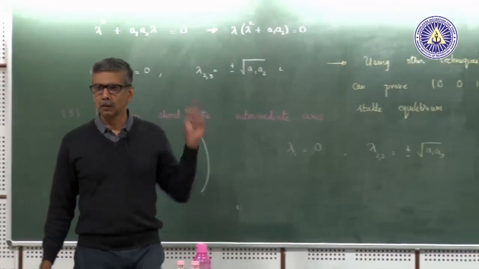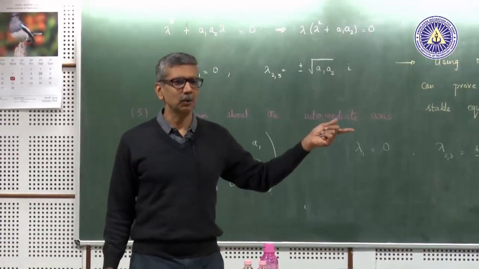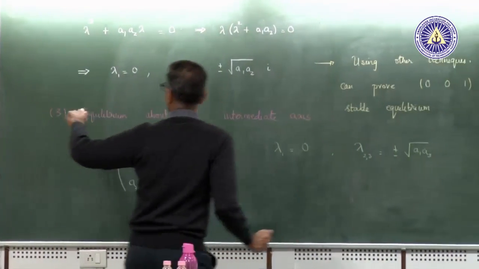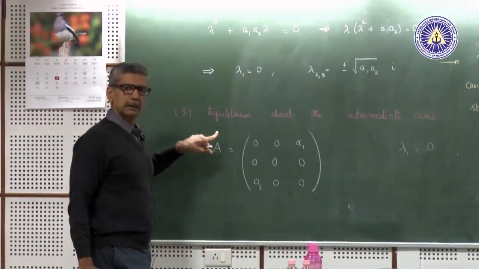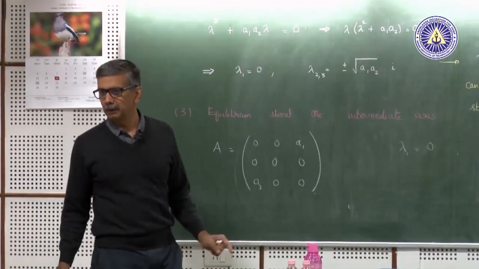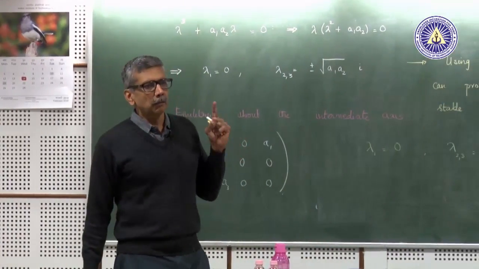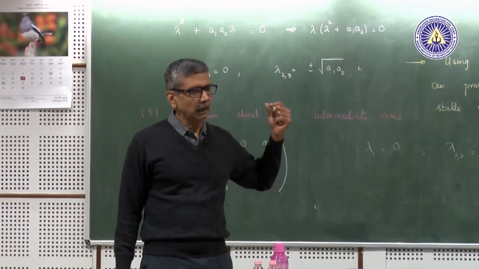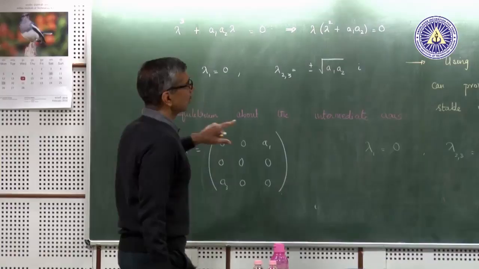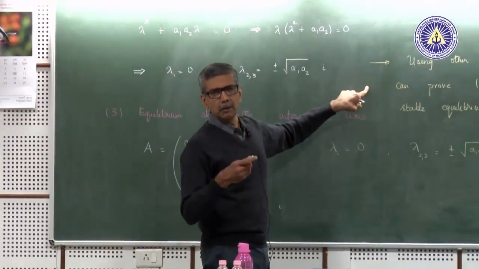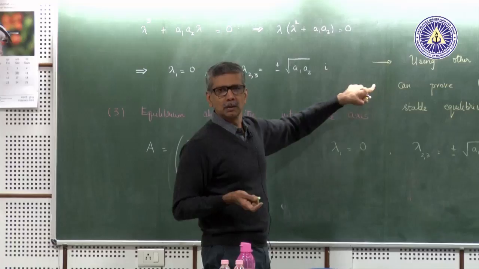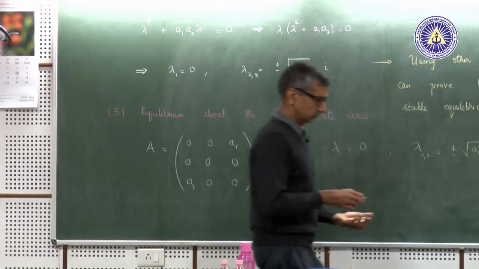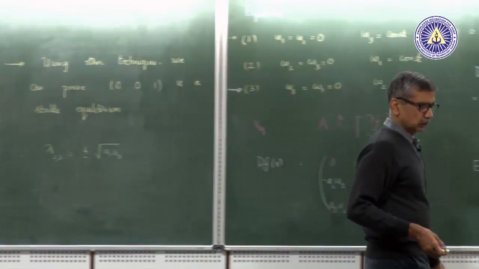Well, in this case one root is on the right half side, so you can immediately conclude it is unstable. As I mentioned yesterday, the equilibrium about the intermediate axis is an unstable equilibrium, but the equilibrium about the smallest and the largest axis is stable, but we have not proved it here simply because we need extra techniques to do so. You cannot do so from such linearization arguments.